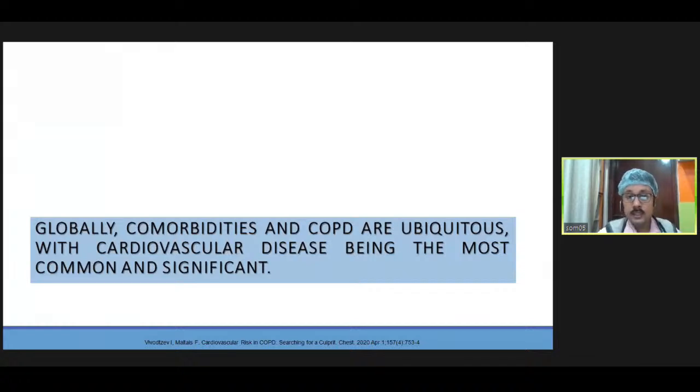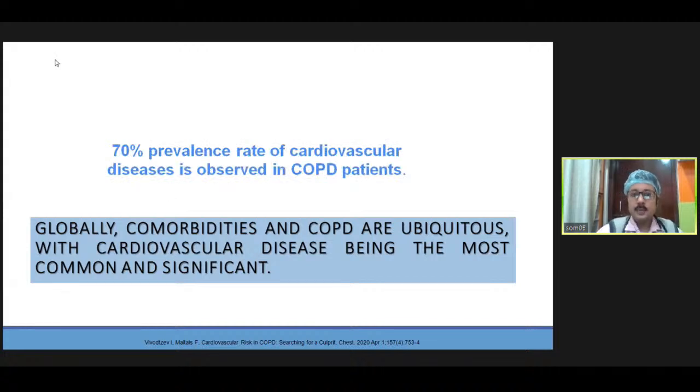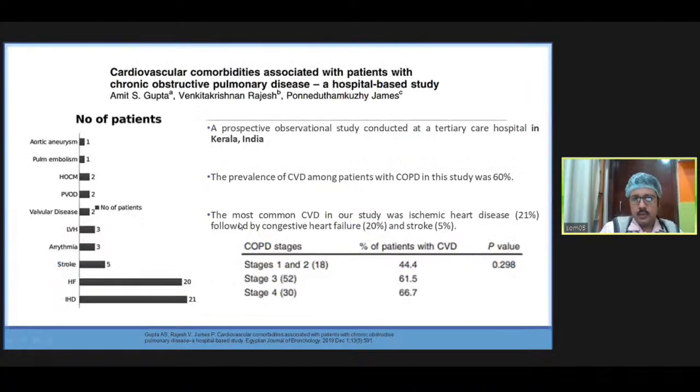Now, what are the comorbidities in COPD patients? The most important comorbidity in COPD patients nowadays is cardiovascular disease. So a 70% prevalence rate of cardiovascular disease is observed in COPD patients. Now, this is another study. You can see here, the most important comorbidity in our study was ischemic heart disease followed by congestive heart failure and stroke. And the prevalence of CVD among the patients with COPD in this study was around 60%.